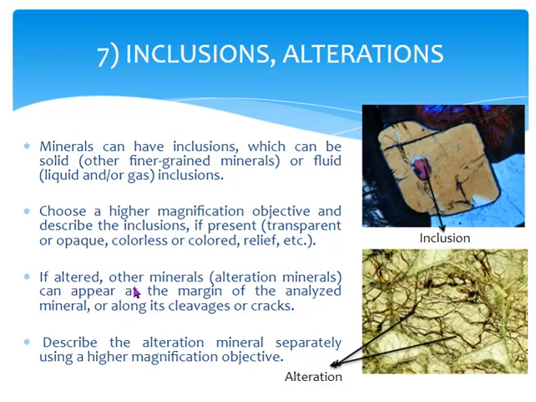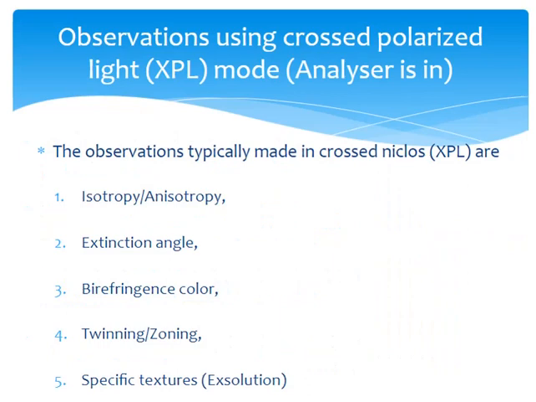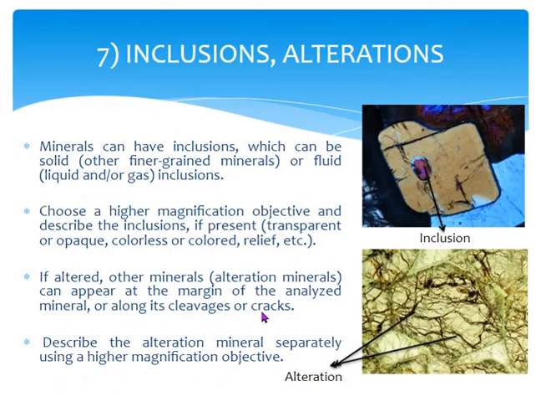Then what is alteration? If one mineral is altered to another mineral, then it is called alteration. It can appear at the margin of the analyzed mineral or along its cleavages or cracks. Describe the alteration mineral separately using a higher magnification objective. So this is all about the mineral properties under plane polarized light.